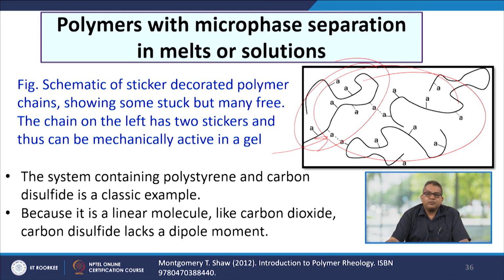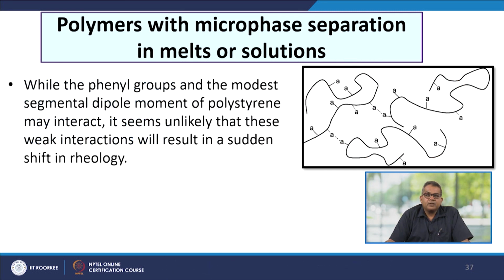Because it is a linear molecule like carbon dioxide, the carbon disulfide lacks a dipole moment, while the phenyl group and the modest segmental dipole moment of the polystyrene may interact. It seems unlikely that these weak interactions will result in a sudden shift in rheology.